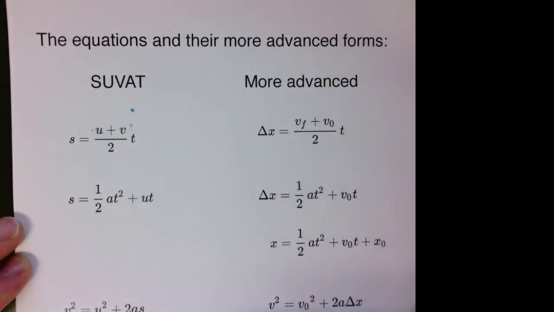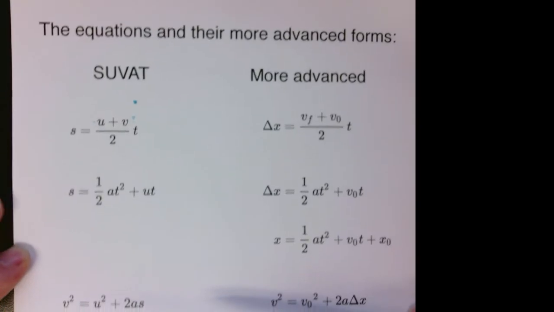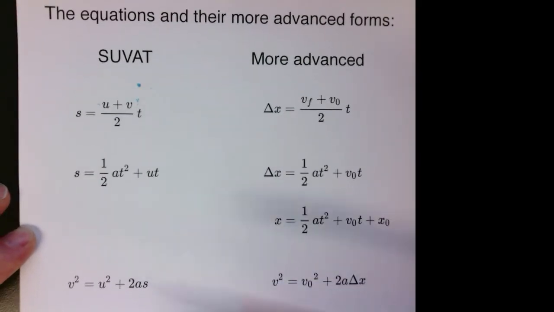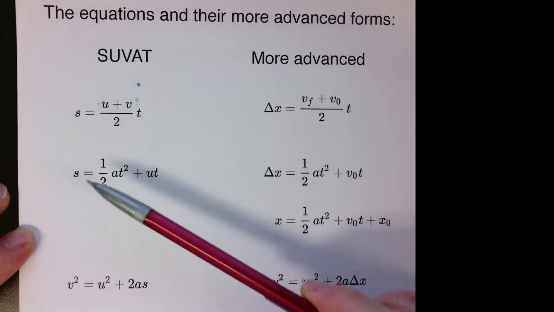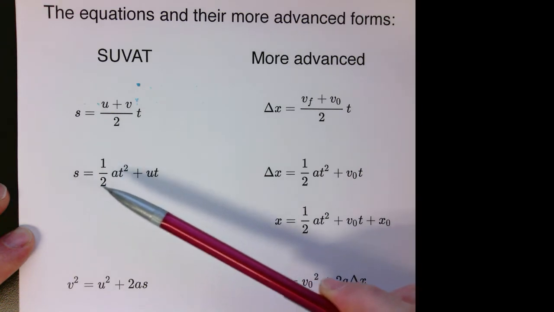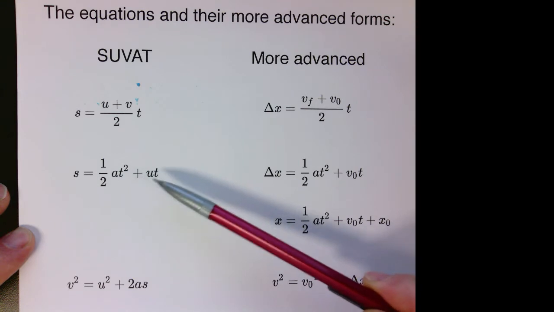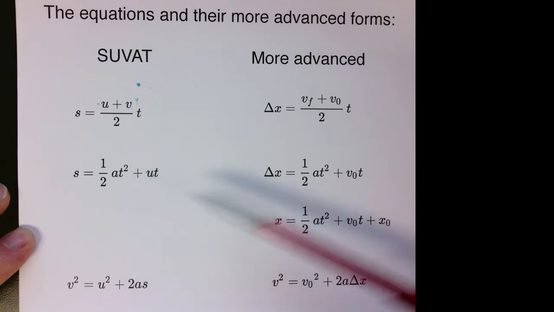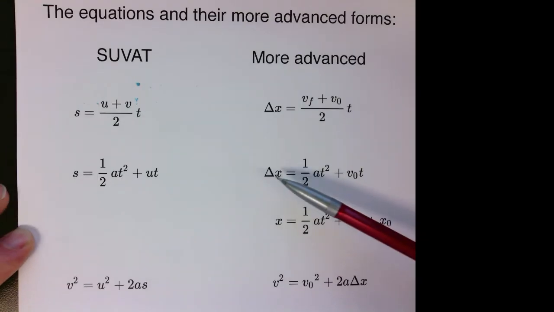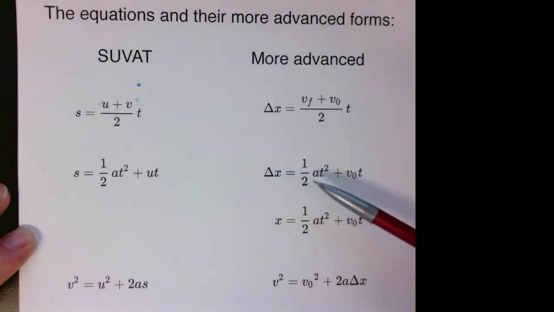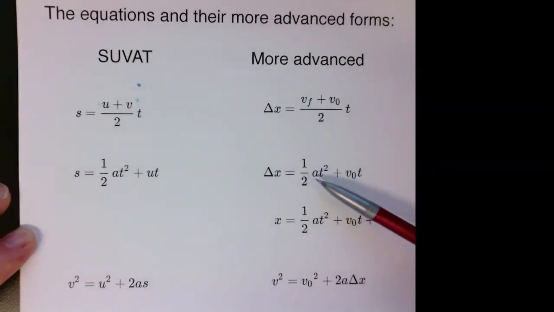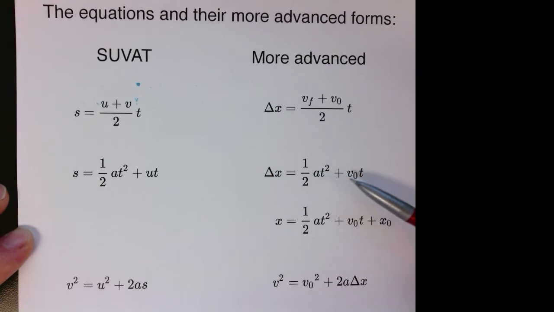The next equation we will not be getting into in today's lesson, but I'm going to show it to you because these are the formulas that are on the data booklet. s, the displacement, is equal to 1/2 a t squared, where a is the acceleration, plus the initial speed times the time. Notice the more advanced version, delta x in place of s. The rest of this term is the same, and we've just replaced u with v0.